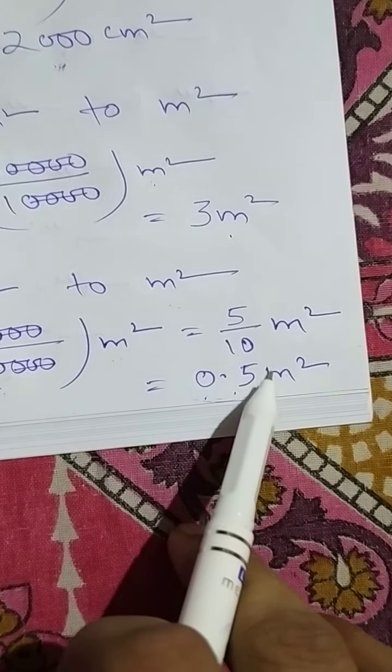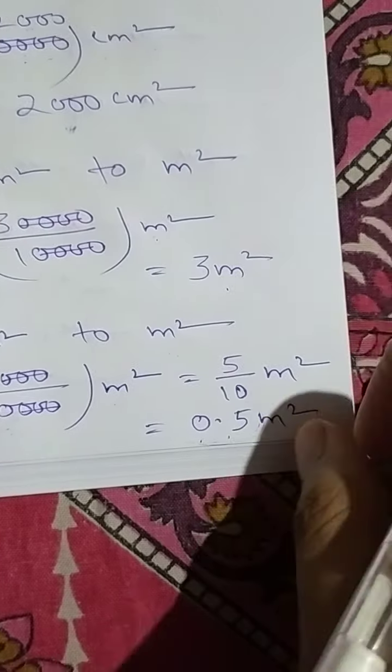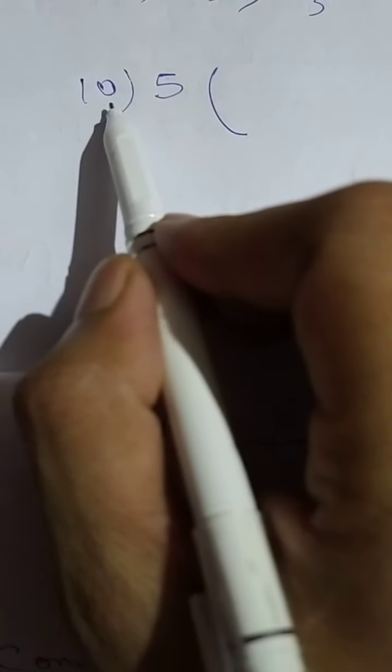I will show you how to do this divide. 5 by 10 means 0.5. So let's do this divide here. I have written the division here. Okay, so 10, 5. Now see how to do this divide.